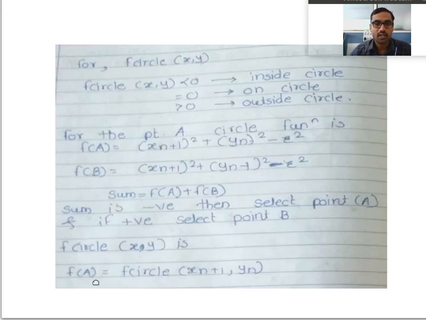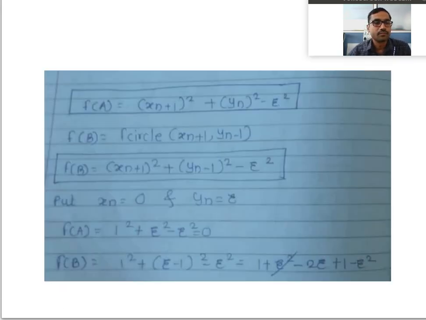Function of circle xy is, for function of A, as it is given, function of circle xn plus 1 comma yn. So function of A equals xn plus 1 square plus yn square minus r square. Function of B also is defined. We can put the initial values of the point, the initial point from where we are starting, that is xn equal to 0 and yn equal to r. That is the first point on the circle from where we are going to start to draw the circle.